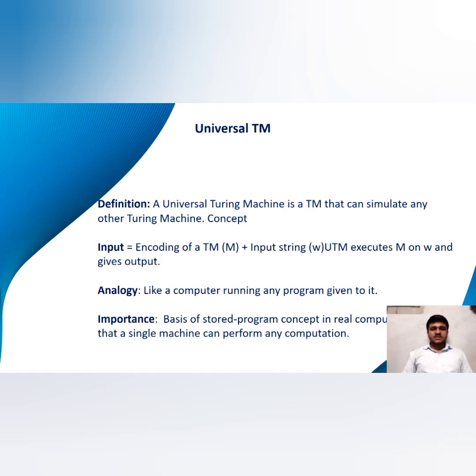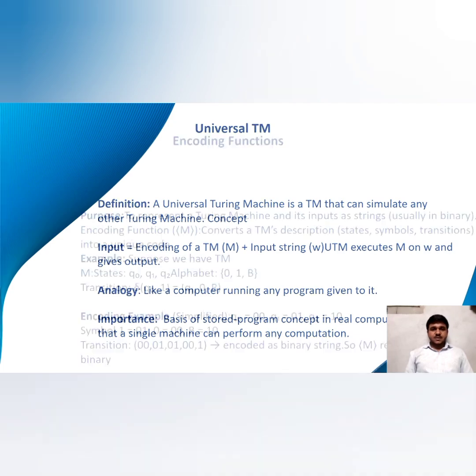So let's start with the definition. A universal Turing machine can simulate any other Turing machine. The input is the encoding of a Turing machine M, written in brackets, plus an input string w. The universal Turing machine executes M on w and gives the output. It is analogous to a computer running any program given to it. Its importance is the basic stored-program concept in real computers, proving that a single machine can perform any computation.